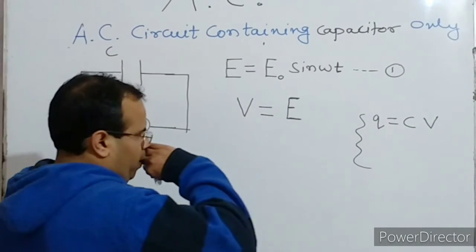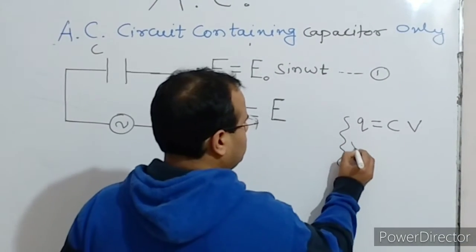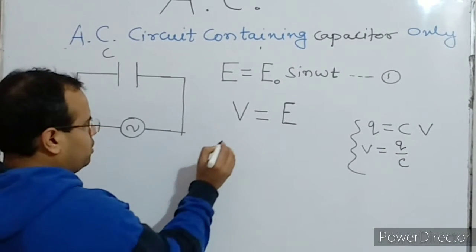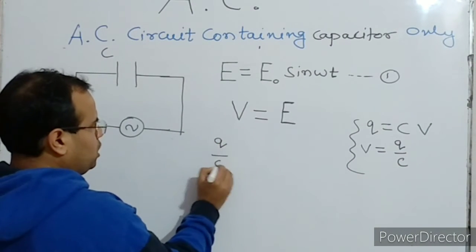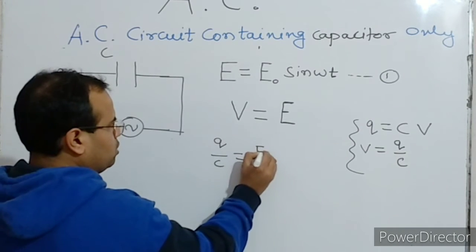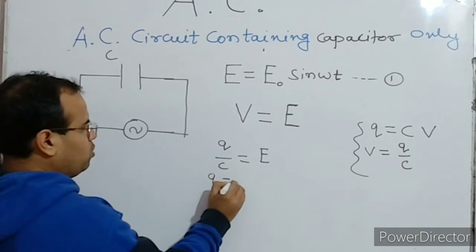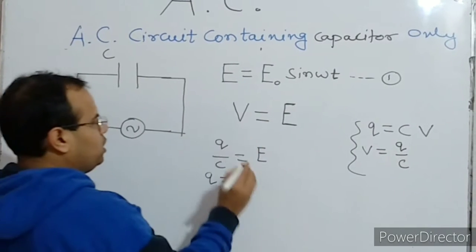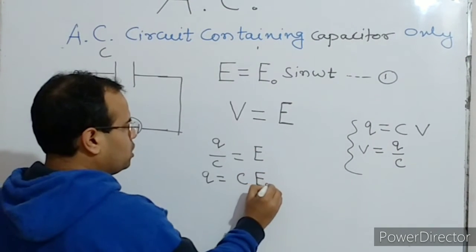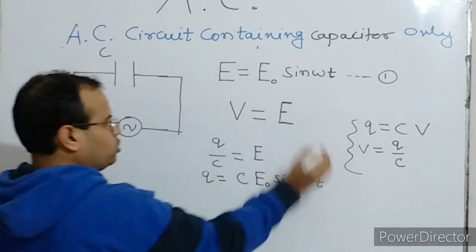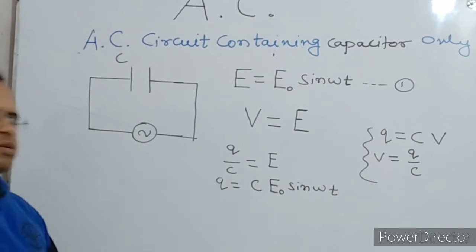Now as far as V is concerned, that is equal to Q upon C. So we can write it here: Q upon C is equal to E. Or from here you can write Q equals C into E, where E is E naught sin omega t, from equation number 1. So now we have the expression for charge.